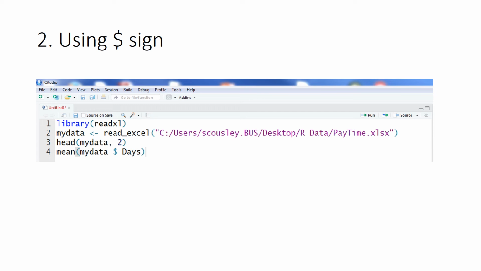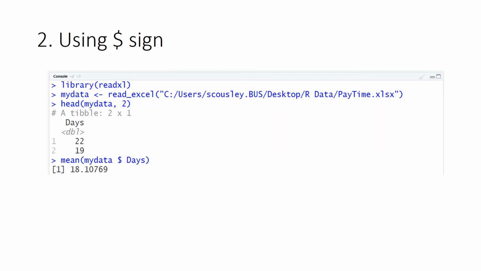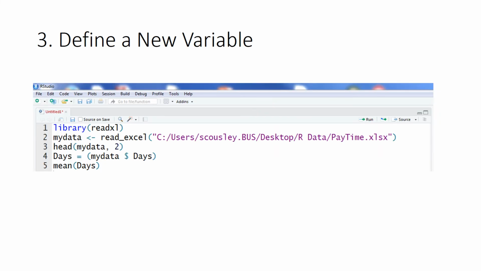Using the $ sign is a way to explicitly tell R where to find the data. I use this method for a lot of the problems we work. Line 4 explicitly tells R it should look in my data to find days and to find the mean of days. This is the console pane showing the mean equal to 18.11 rounded.